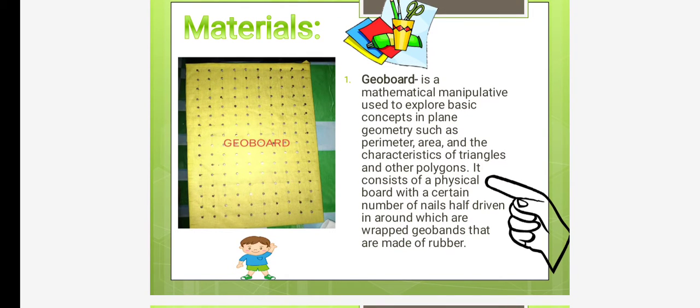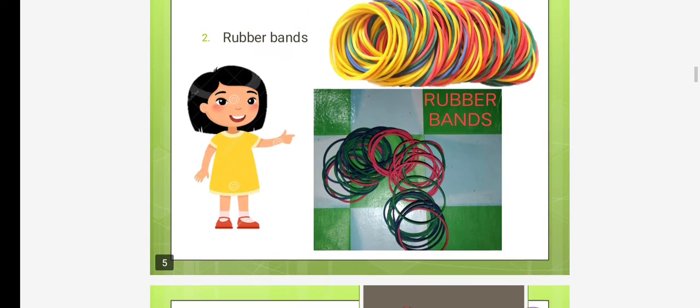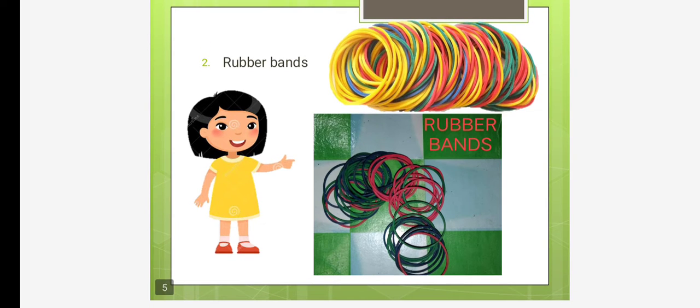Materials. Geoboard is a mathematical manipulative used to explore basic concepts in plane geometry, such as perimeter, area, and the characteristics of triangles and other polygons. It consists of a physical board with a certain number of nails half-driven in a round, which are wrapped with geobands that are made of rubber. The second materials are rubber bands.